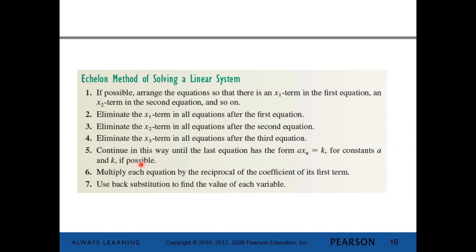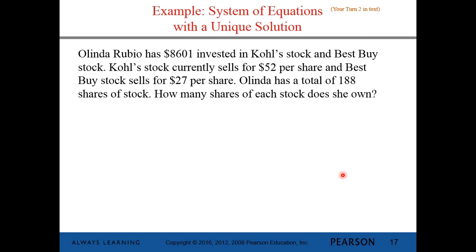And then step 6 is, after we get it into that form, we're going to multiply each equation by the reciprocal of the coefficient of its first term. Why do we do that? Because we want all of the leading coefficients to be 1. And then once we do that, all we have to do is back substitute to find the value of each variable, working from x sub n all the way back to x sub 1 where we started. And that's the method, the echelon method.